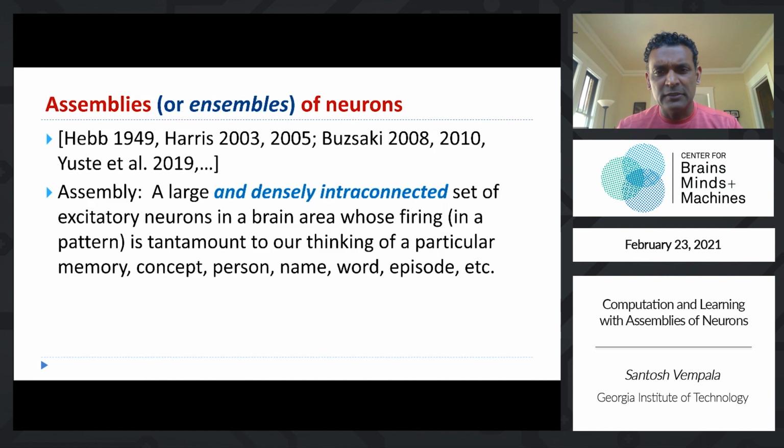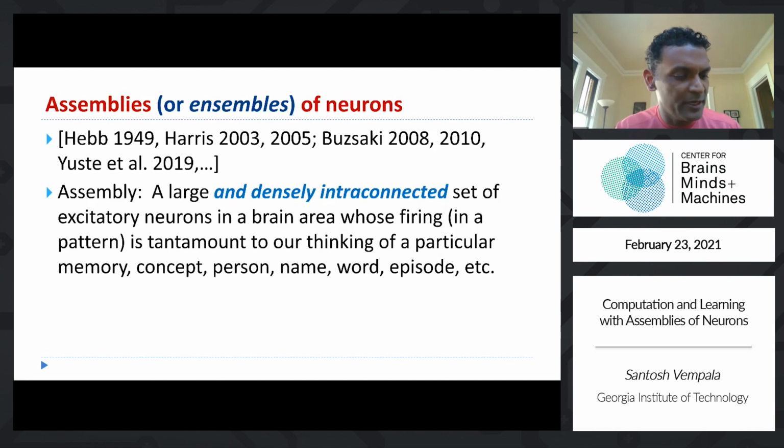It's going to be a large and densely interconnected set of excitatory neurons. So not the inhibitory ones that are trying to suppress other firing, but the main ones, the excitatory. These N neurons that we're talking about are all excitatory. The inhibition we've modeled away as the K-cap. And so an assembly is a large and densely interconnected set of excitatory neurons in a brain area whose firing, either simultaneously or in a fixed pattern, is tantamount to our thinking of a particular thing, so a particular concept. So an assembly maps to a particular concept. A memory, a concept, a person, a name, a word, an episode, all of these will have assemblies.